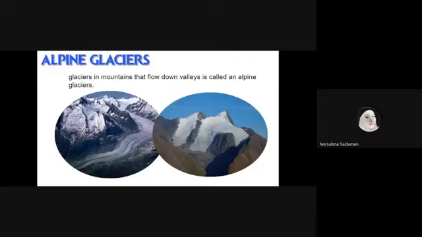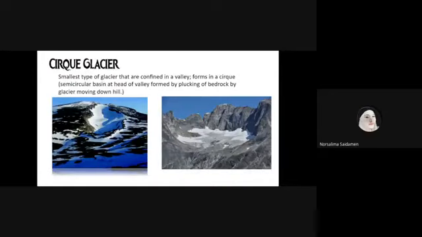You see this example. Alpine glaciers are glaciers in mountains that flow down valleys. So those glaciers that you can see in the mountain range are called alpine glaciers. Now if a glacier is formed on a steep walled basin of a mountain, we call it a cirque glacier. Cirque glaciers are the smallest type of glaciers and are confined in a valley and form in a cirque, a semicircular basin at the head of a valley formed by plucking of bedrock by a glacier moving downhill.